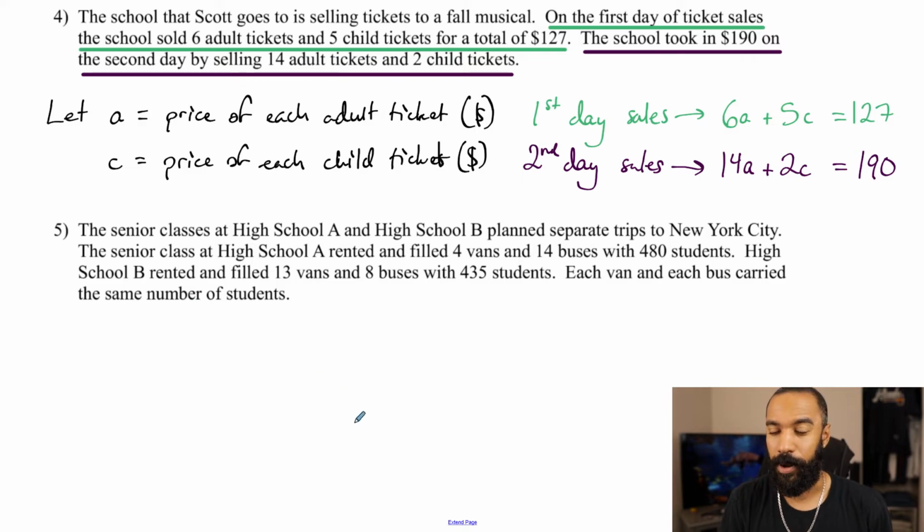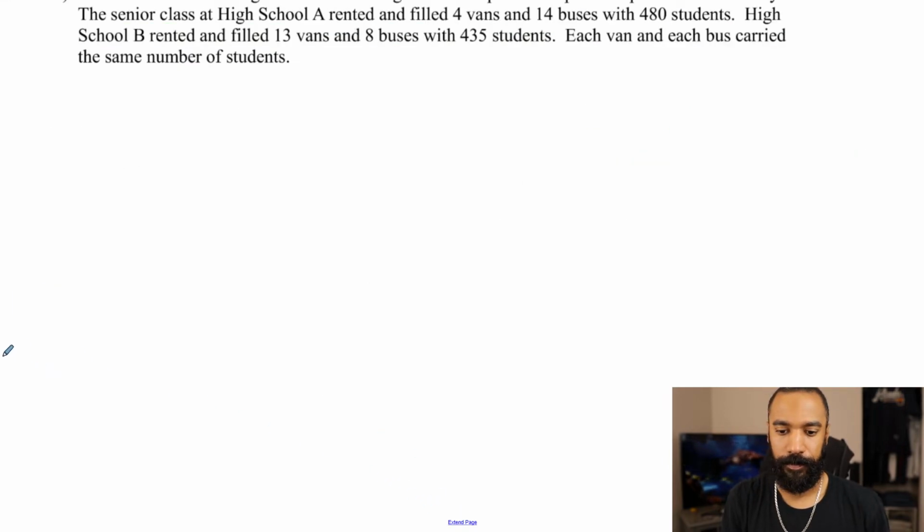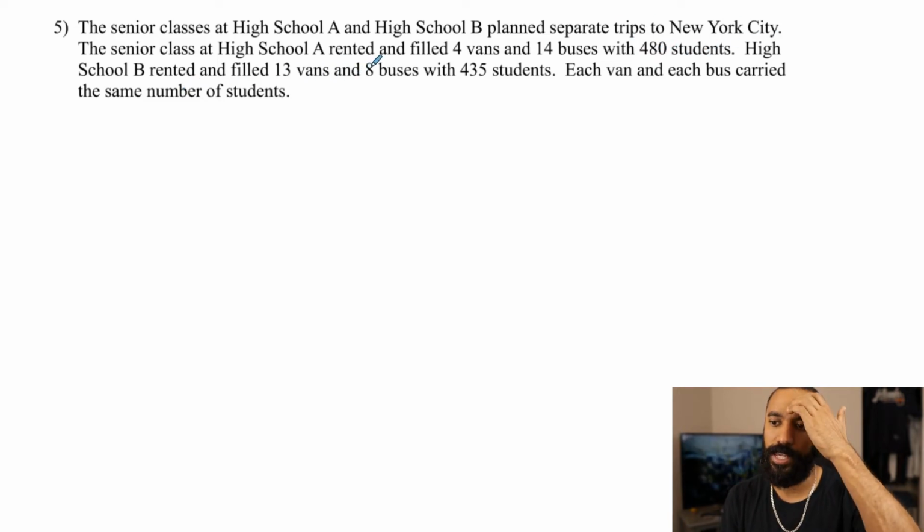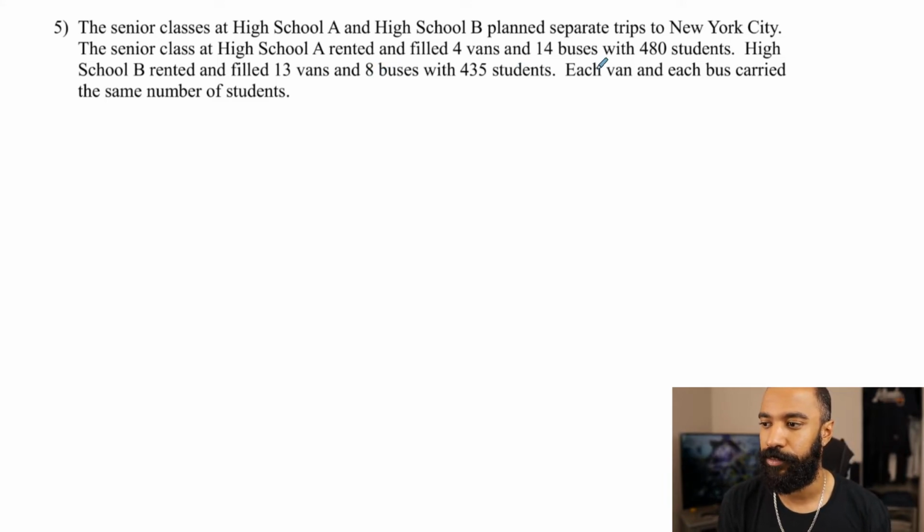Okay, one more problem. Number 5. The senior class at high school A and high school B planned separate trips to New York City. The senior class at high school A rented and filled 4 vans and 14 buses with 480 students. High school B rented and filled 13 vans and 8 buses with 435 students. Each van and bus carried the same number of students.